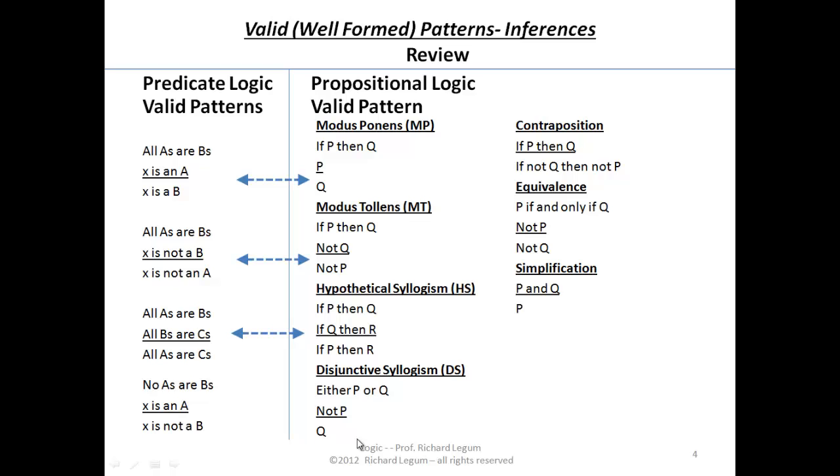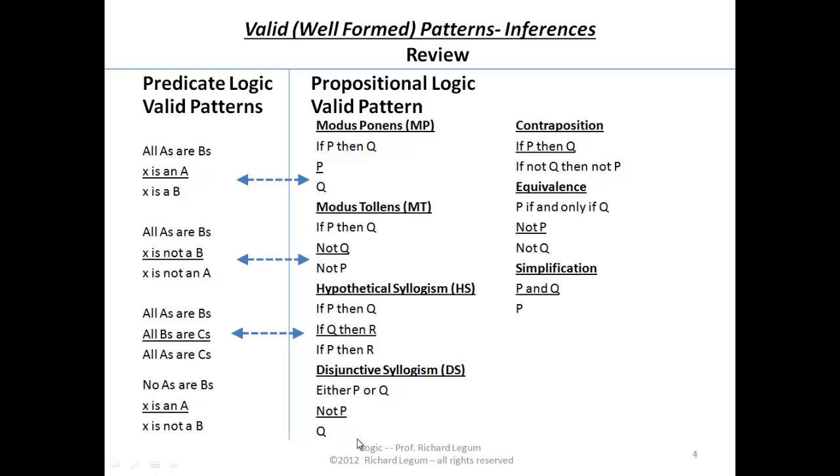To recap the valid patterns of inference, and those are the only well-formed ones we know, we have the ones in the left column from the predicate logic, the valid patterns. All A's are B's, X is an A, therefore X is a B. We're going from left to right, so to speak, in the positive direction. Then we have the one going in the negative direction, from right to left: all A's are B's, X is not a B, therefore X is not an A. Then we have all A's are B's, all B's are C's, therefore all A's are C's.